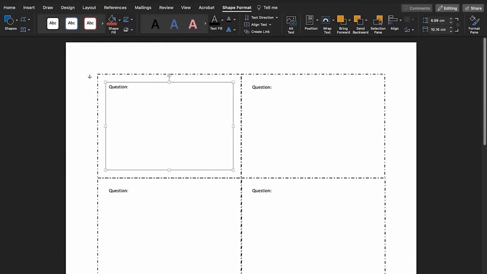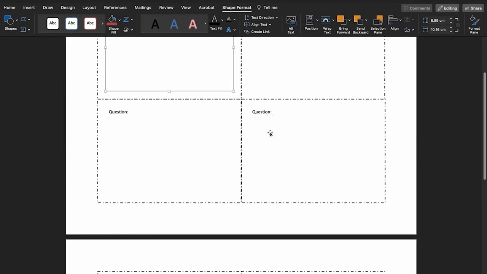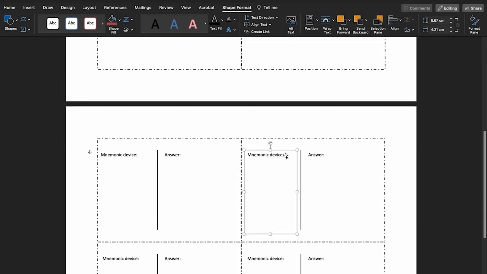On the front of the card, write a question related to a course topic. Next, divide the back of the card in two. On the left side, write a memory trigger or mnemonic device that will help you remember the answer in the future. On the right side, write the correct answer.